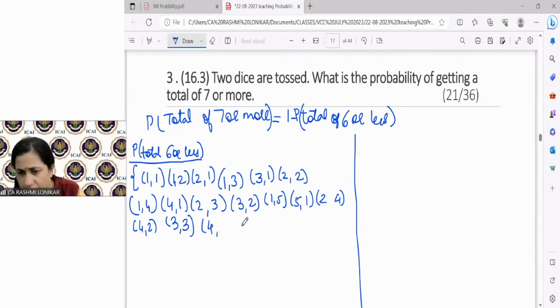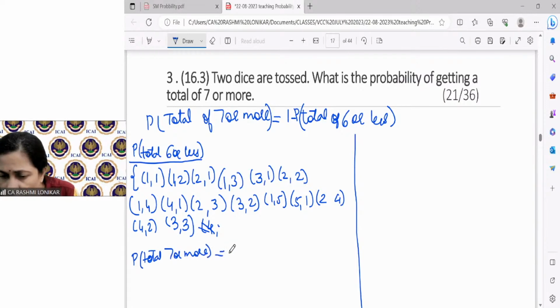Then 4, 2 we have already taken. Then 5, 1 we have already taken. So this is the case. So how many are there? 1, 2, 3, 4, 5, 6, 7, 8, 9, 10, 11, 12, 13, 14, 15. Okay, 15 are there.